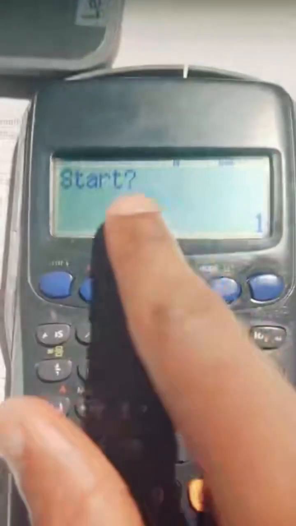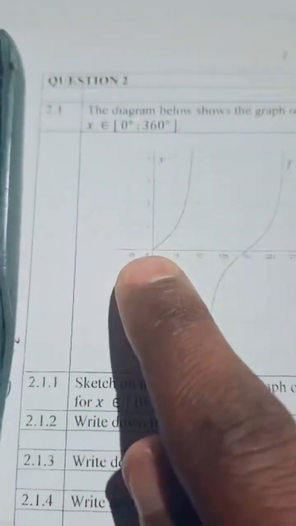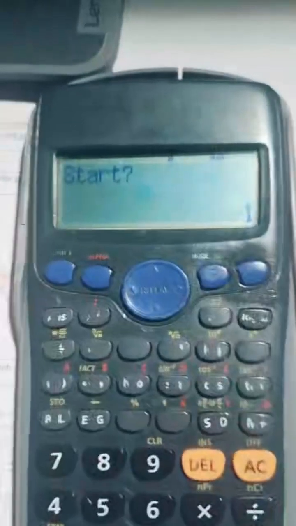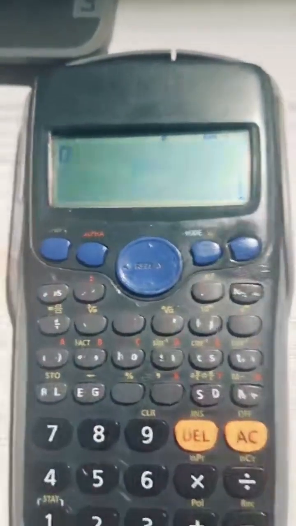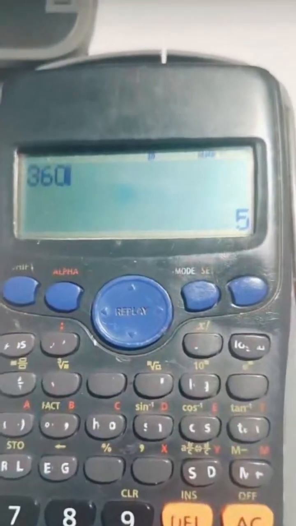Now we are asked here to start. The start is where we begin. Okay, which x value are we beginning at? We are beginning at 0 because we are asked to sketch a function from 0 to 360. So let's say 0, then equal. Then they're asking us, where are we going to end? The function starts at 0, it ends at 360, so we are going to end at 360. Okay, and then say equal.